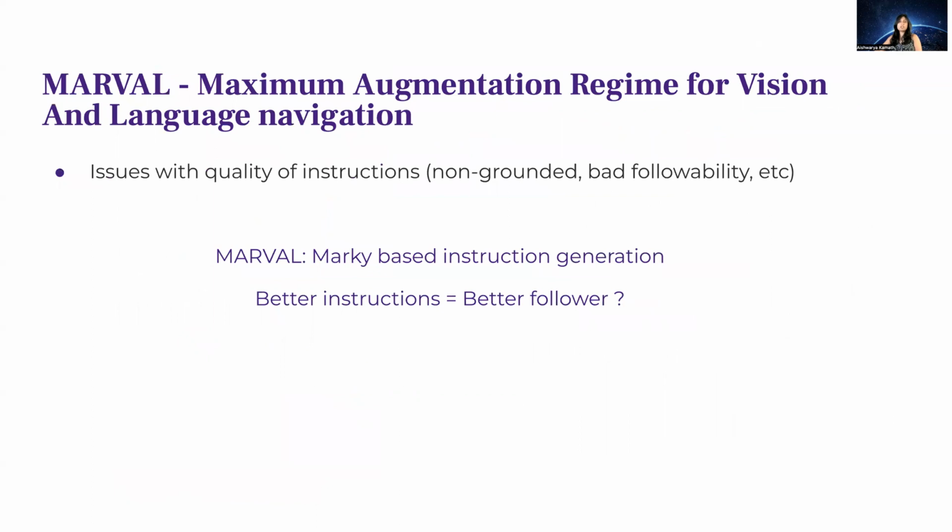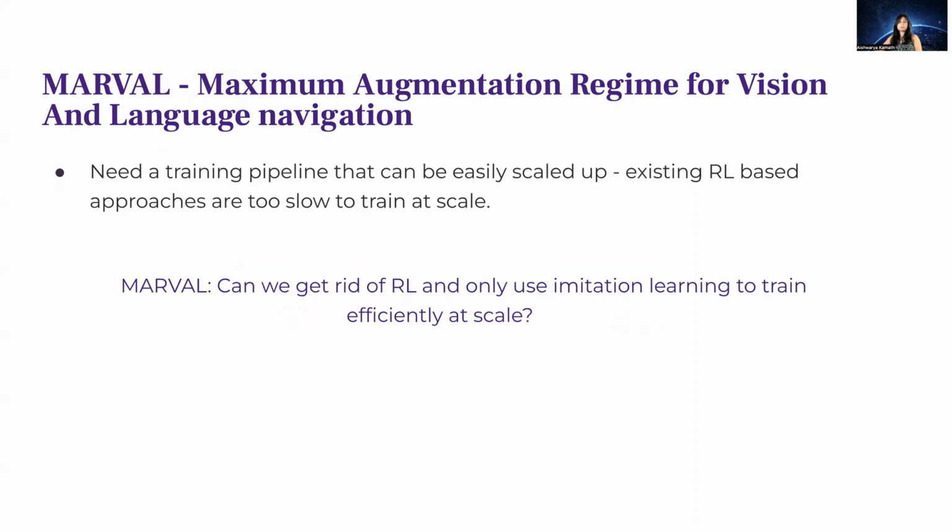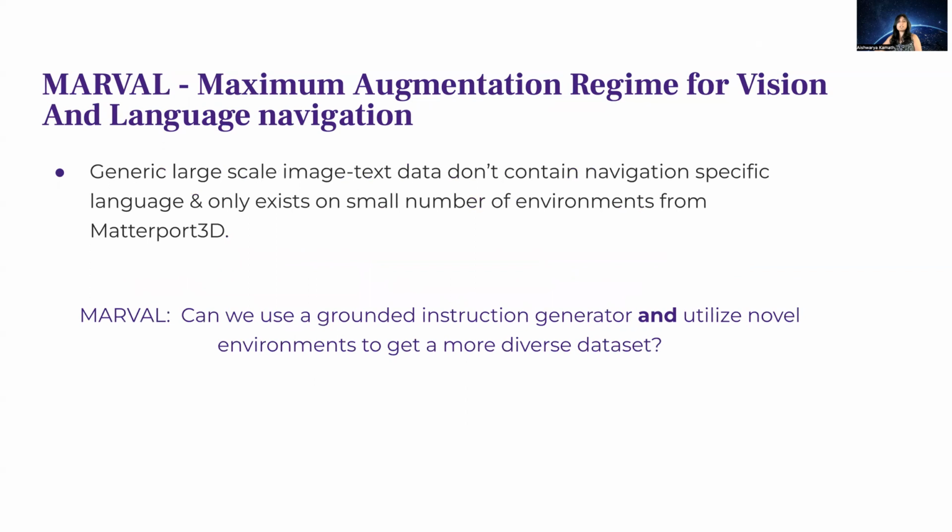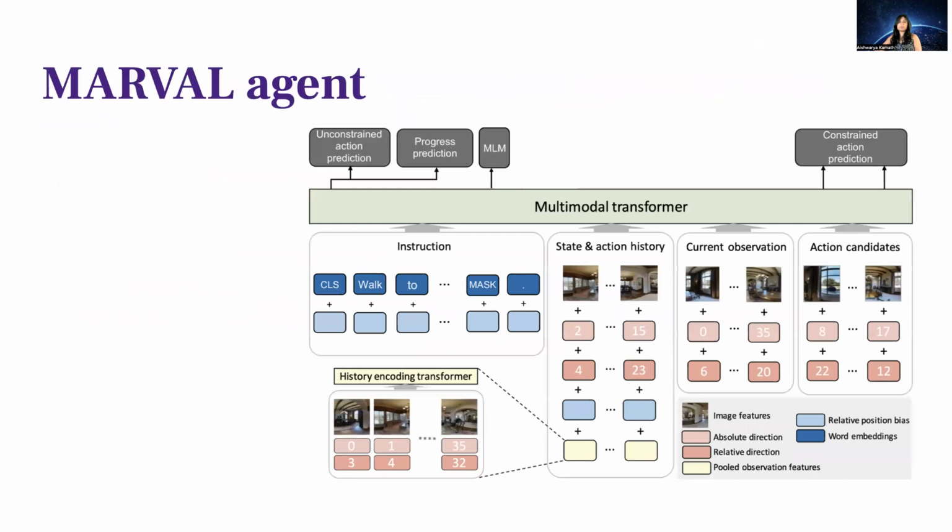The first is to address the issue with the quality of instructions. We ask the question, do better instructions in terms of being more grounded and easier to follow imply a better follower? The second question addresses the bottleneck in scaling up training. Can we get rid of RL and use only imitation learning to train efficiently at scale? Finally, we ask whether including more diverse environments can help us obtain better follower performance.